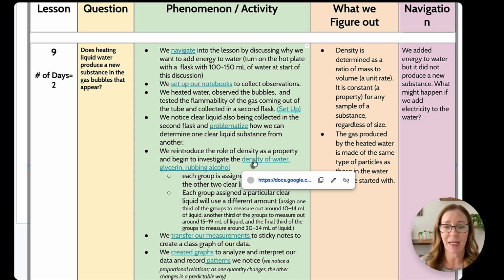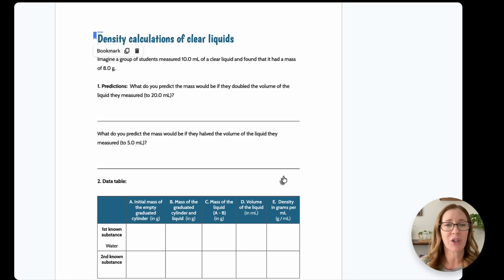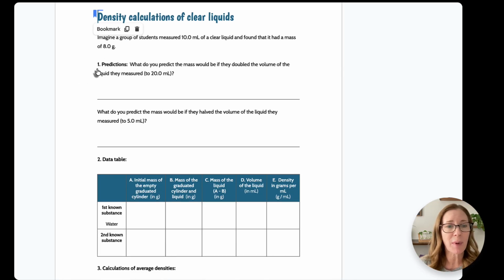And here is the handout. It's called Density Calculations of Clear Liquids. Now, it starts off by making some predictions. It says, what do you predict the mass would be if they doubled the volume of the liquid measured in 20 milliliters? And so we're saying that a 10 milliliter amount is 8 grams. And so if it was 20 milliliters, how many grams would it be? And hopefully the class says 16.